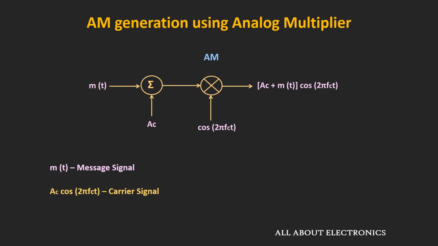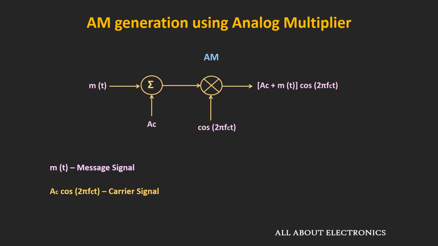So let's say this m(t) is the message signal and this Ac cos 2 pi fc t, or the Ac cos omega c t, is the carrier signal. As we have discussed in the previous video, if we add some offset Ac to this message signal and multiply that signal with the carrier signal, that is cos omega c t, then we can generate this AM wave. And here this multiplication can be achieved using the analog multiplier.